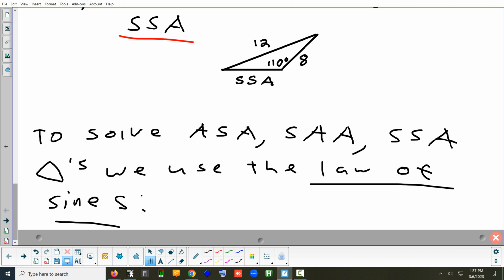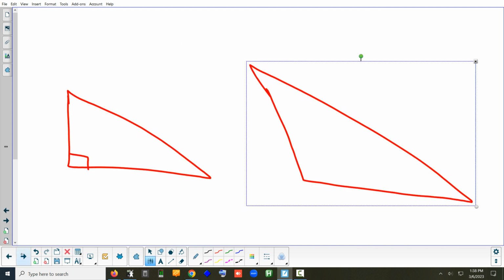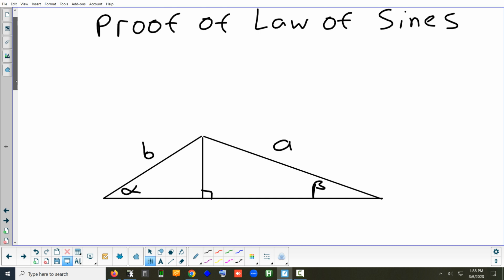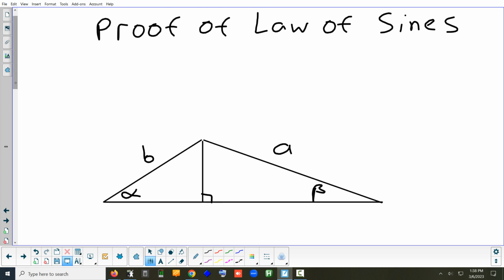So let's see what the law of sines is. It ends up being two fractions. That's what the law of sines is. All right, so let's take a look at that picture. I didn't label every side and every angle in that picture because I'm not going to use every side and every angle. I'm labeling what I need. I didn't label side c or gamma. That's fine.